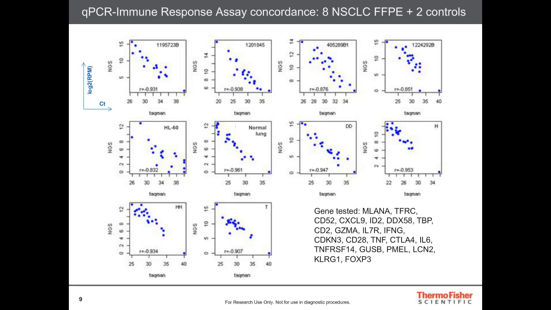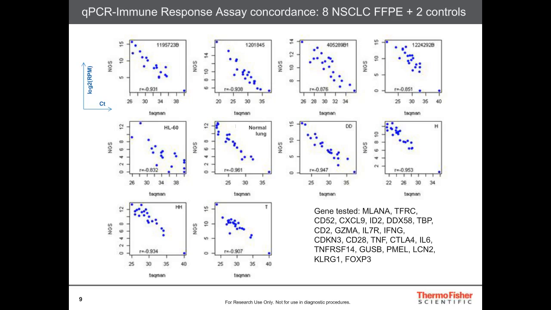These are examples of the concordance between those two technologies on 8 non-small cell lung cancer FFPE samples and 2 controls. And this is absolute expression. So these plots look very nice. They look like they have high concordance. You might be used to seeing this kind of concordance for relative expression, but not for absolute expression, where typically different technologies give fairly different answers.